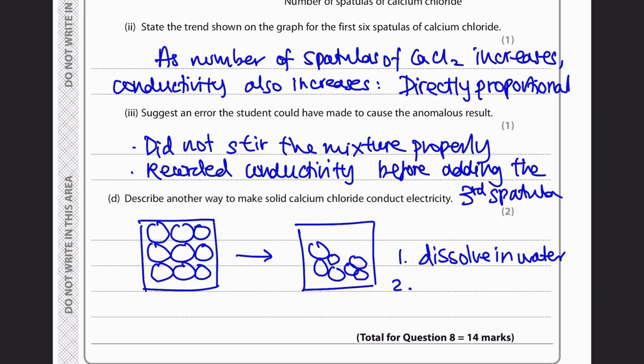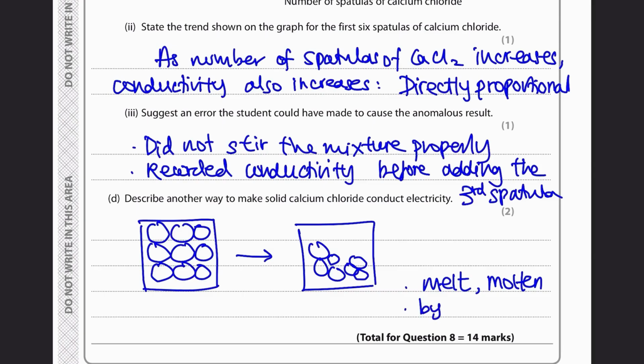You would literally just melt it. We call it molten, melt or molten. So actually the answer is 2. You would melt it because 1 is already done. He's already done that. That's why he's asking for another way. And notice it's 2 marks, right? So if your first mark is saying, I'm going to melt it, what's the second mark? How are you going to melt it? How do you melt it? You add heat, right? By heating.